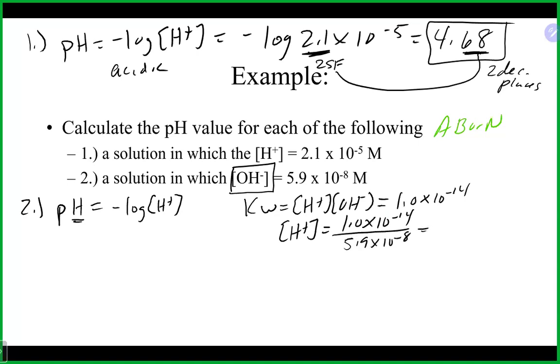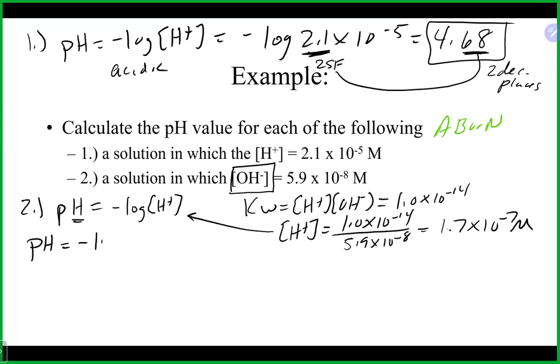And you will end up with, punch the numbers in right there. You might end up with a number. Let's see. And I'll call it 1.7 times 10 to the minus 7 molar. That then is the H plus concentration that can go into here.